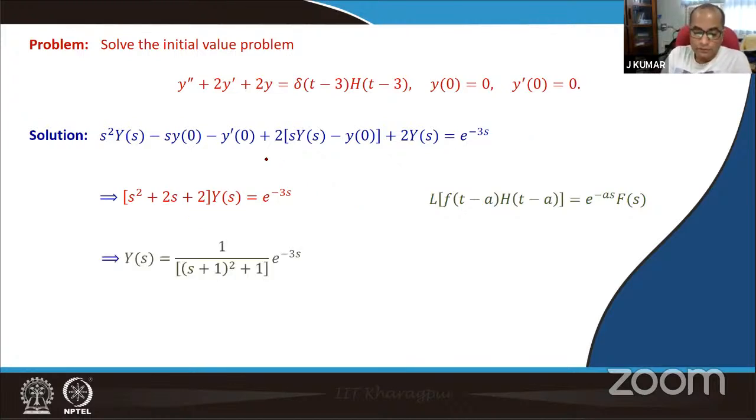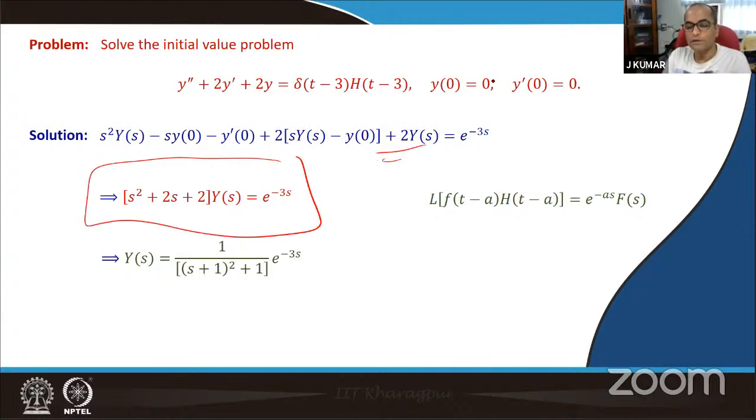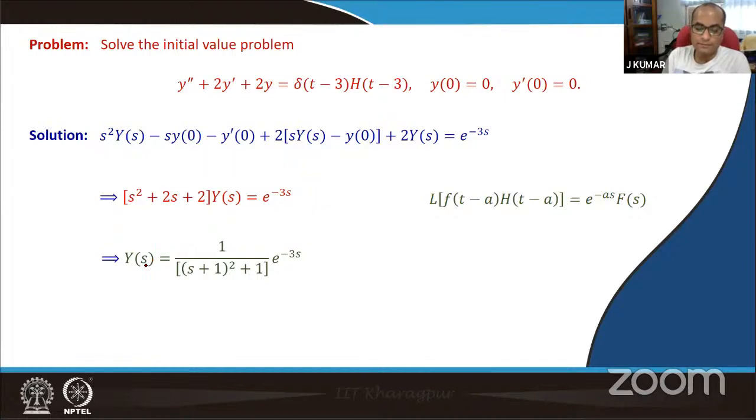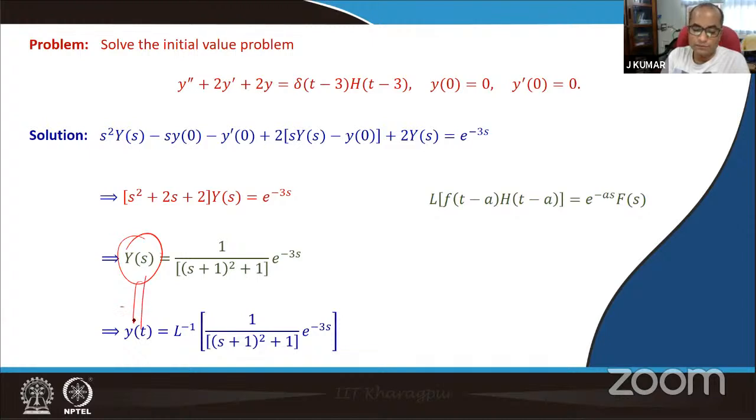This is the algebraic equation we are talking about, because we started with an ordinary differential equation. This algebraic equation can be solved to get Y(s) in terms of s. Then the final step is to take the inverse Laplace transform. That means from Y(s), to get y(t), you take the inverse Laplace transform.